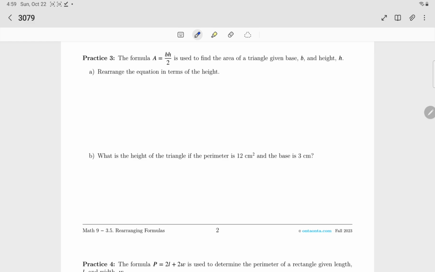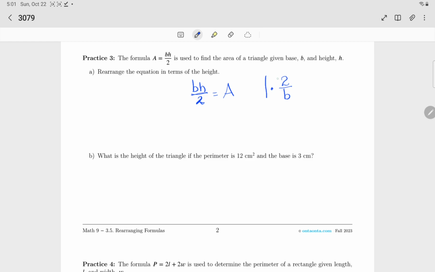Practice 3. The formula area equals base times height divided by 2 is used to find the area of a triangle given base b and height h. Let's rearrange the equation in terms of the height. First, switch the sides. Base times height divided by 2 equals area. Next, we have to undo what's done to h. We see that h, the height, is divided by 2, so we need to multiply each side by 2, and it's also multiplied by b, so we need to divide each side by b.